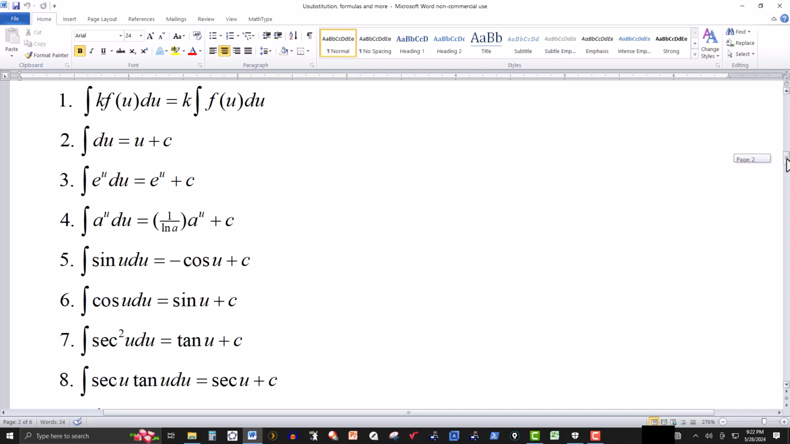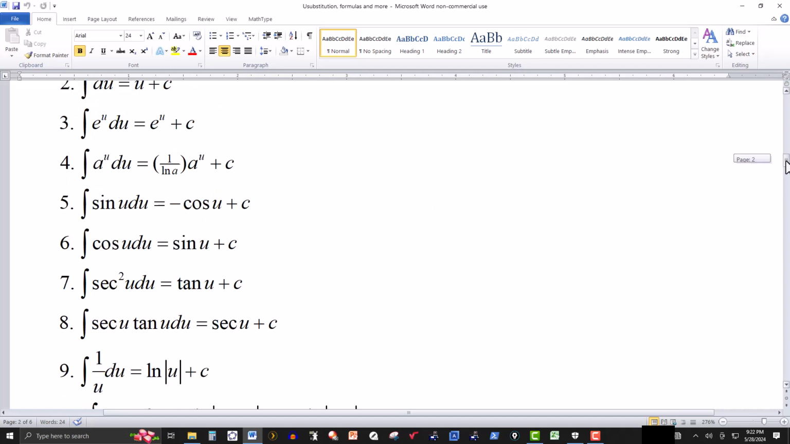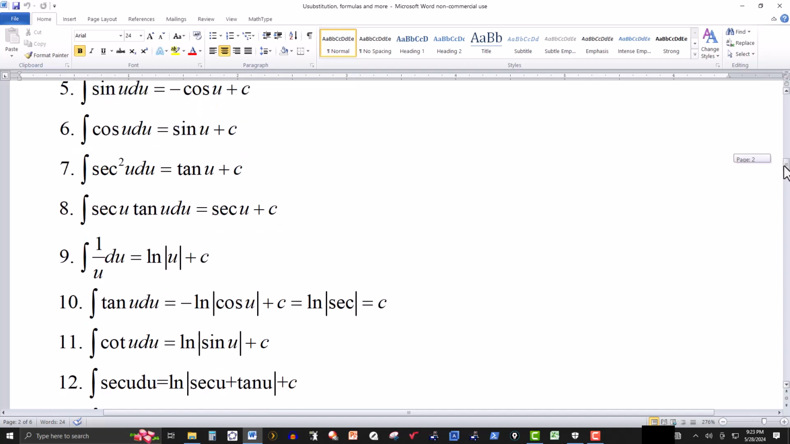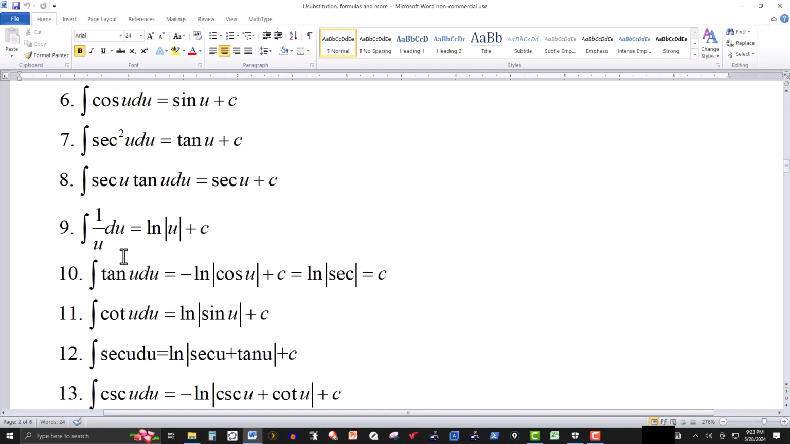And then you have the ones involving some trig functions here. Integral of sine of u with respect to u is minus cosine. Integral of cosine is sine. Of course, you have your constant. And then you have some others there with secant squared, secant u tangent u. Number 9 is very popular. If you have the integral of 1 over u du, which could be written du over u, that's always equal to the natural log of absolute u plus your constant.